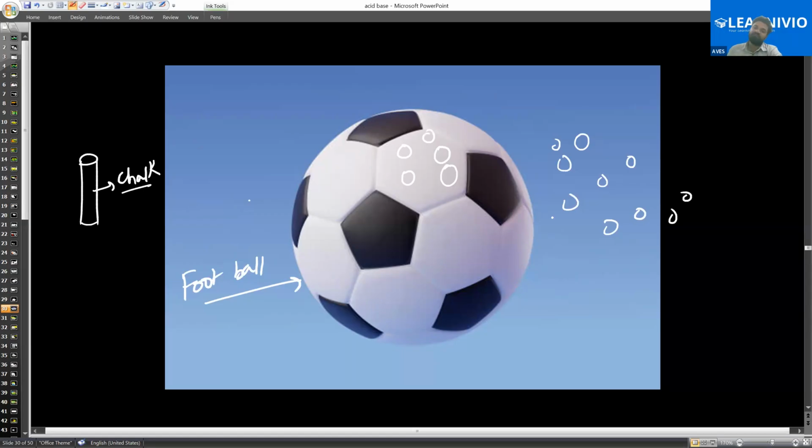So what would happen here is that when you crush the chalk, crushing the chalk will increase the surface area. The particles which are present in the inner part will also appear.